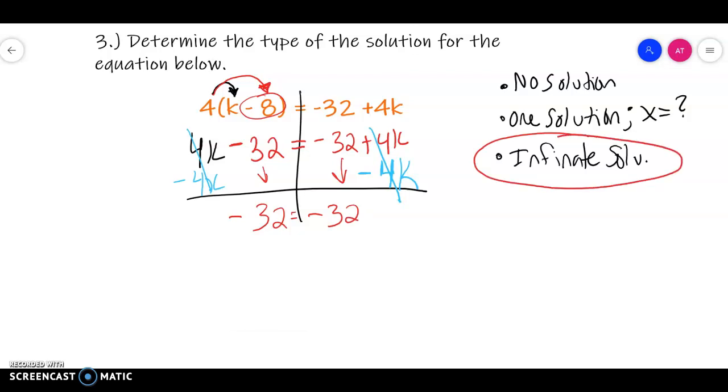You can also see from above, this 4k minus 32, it was the same equation on both sides. So if you notice that, you can know instantly that it's infinite solutions. But double check and combine all of your k's or variables to one side just to make sure.